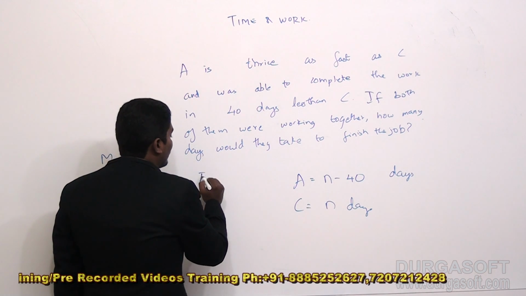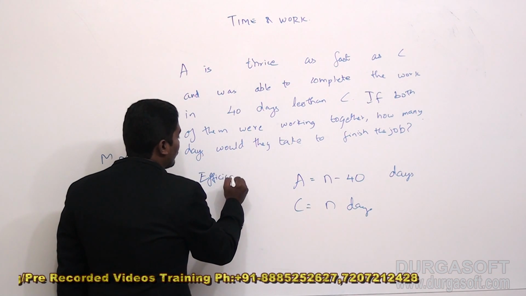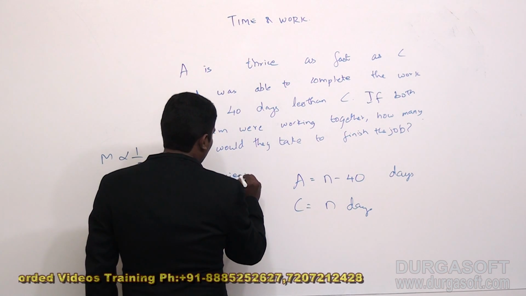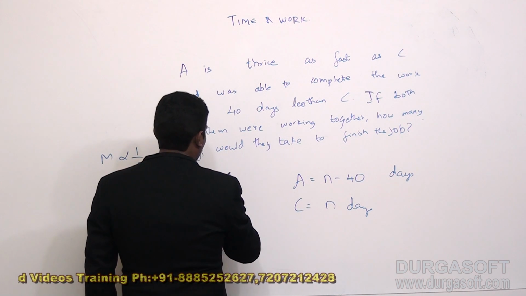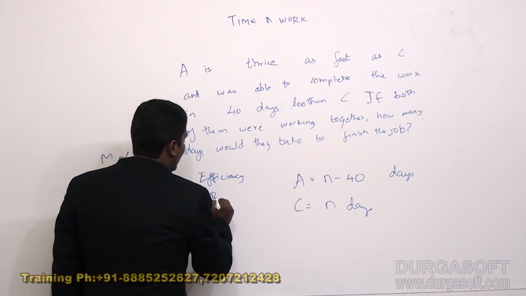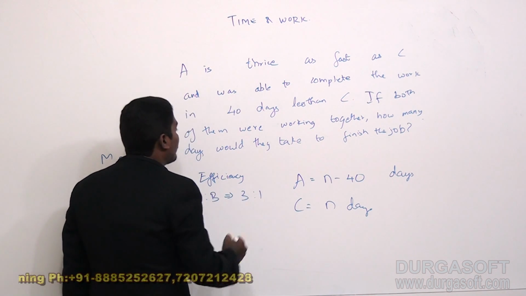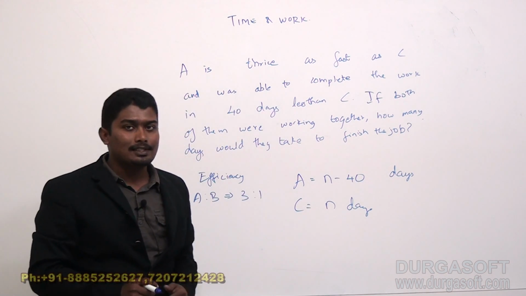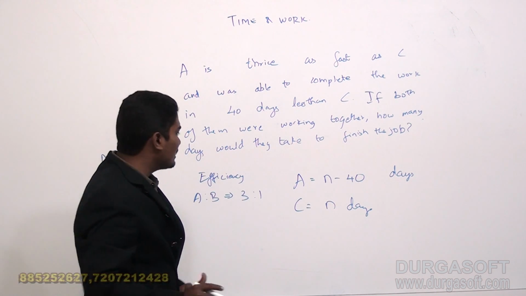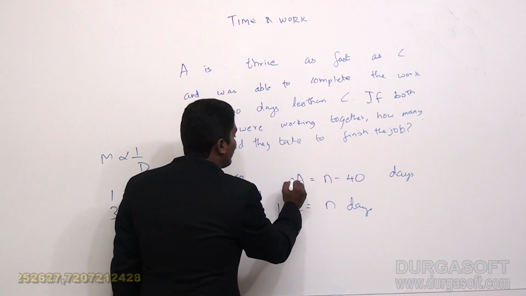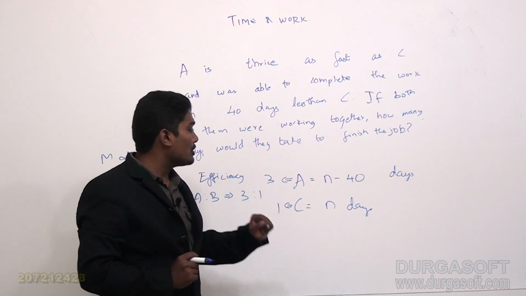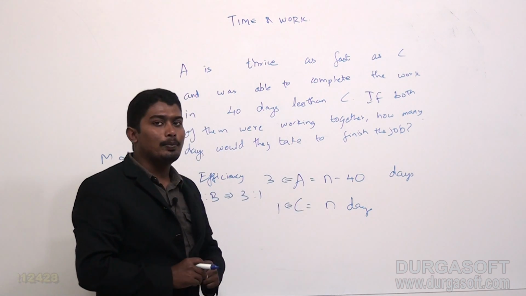Efficiency of A to C is in ratio 3:1. See, A is 3 times as fast as C. Now one more way of doing it is, I can consider that C will eat 1 chocolate per day, A will eat 3 chocolates per day.